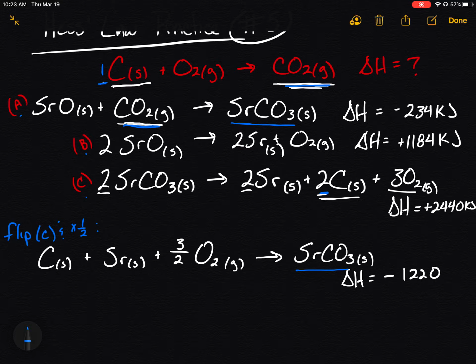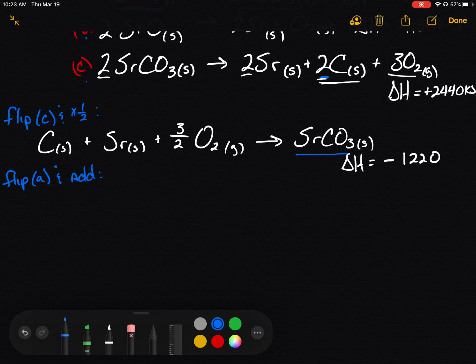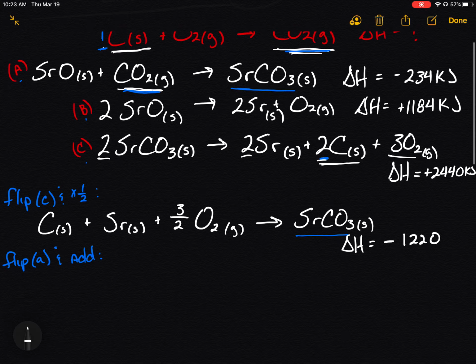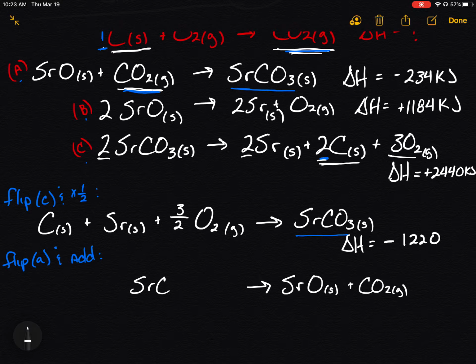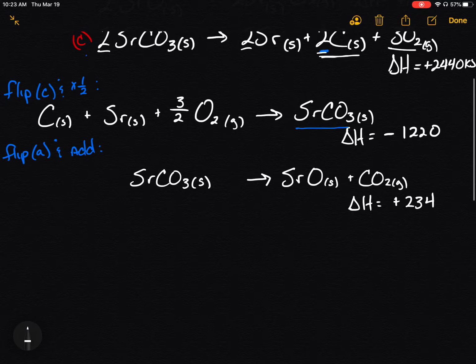So earlier we said that we would flip A. And by flipping A and adding it to this, I'm going to get stuff in the right place, and I'm also going to be able to cancel some stuff out. So let's flip A first. I'm going to try to line these up here. So I'm just flipping A around. And then that's going to be strontium carbonate here. And then the sign of delta H flips. So it goes from negative 234 to positive 234. Okay, so I flipped A.